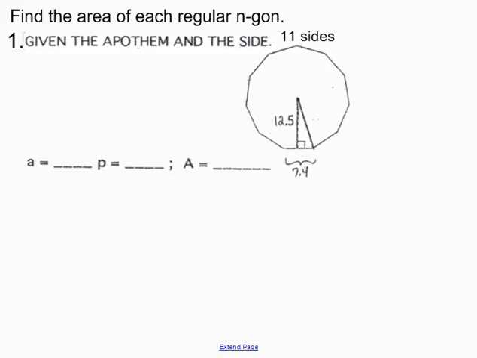And this one, now we have 11 sides. This is where it's going to get a little bit more confusing. So the first thing we need to do, okay, we've got the apothem. That's good news. That's 12.5. And we're given this side, which is 7.4. Oops, no, that's not the perimeter though. That's a common mistake. 7.4, the perimeter equals 7.4 times 11. And that equals 81.4.